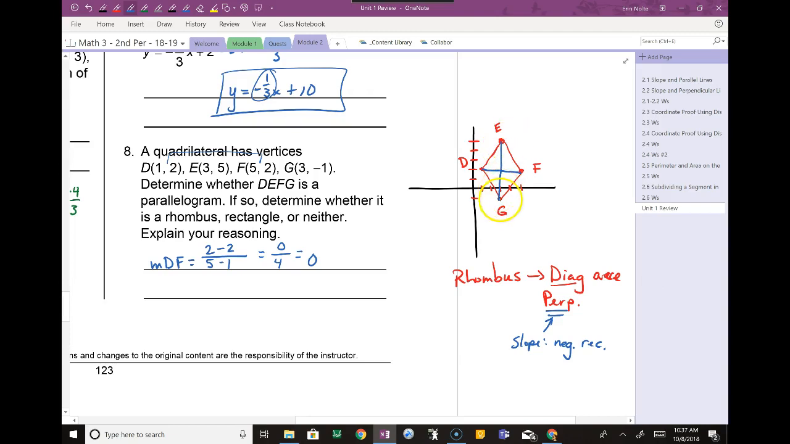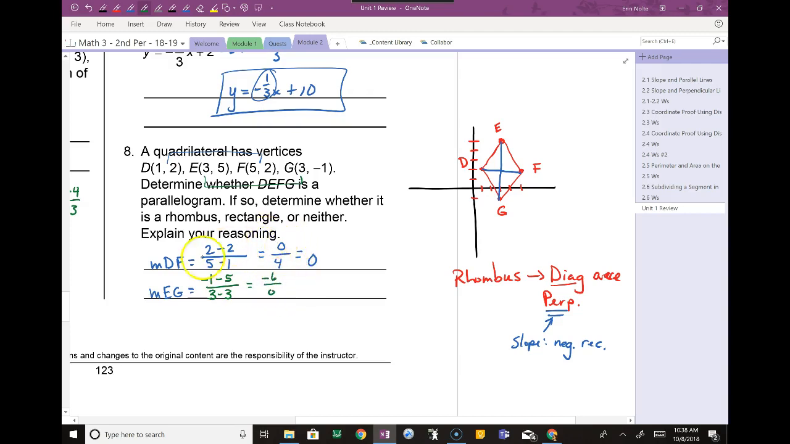So now I need to have a perpendicular. So basically a flipped version of this scenario. So if I go from E to G, I'll do this in green here, E to G. So my change in Y, so -1 minus 5 and 3 minus 3. So I get -6 over 0.